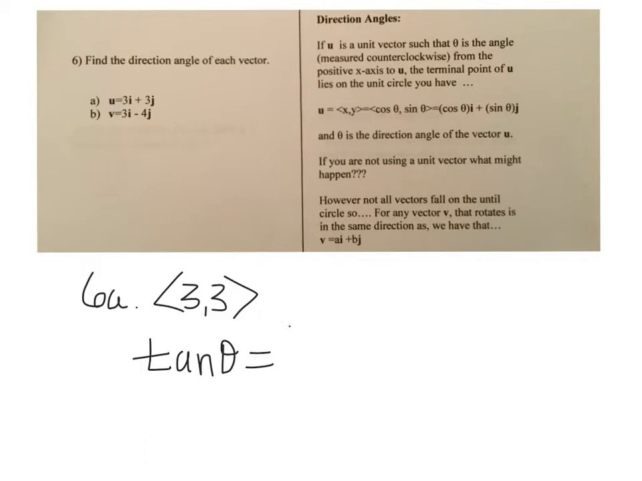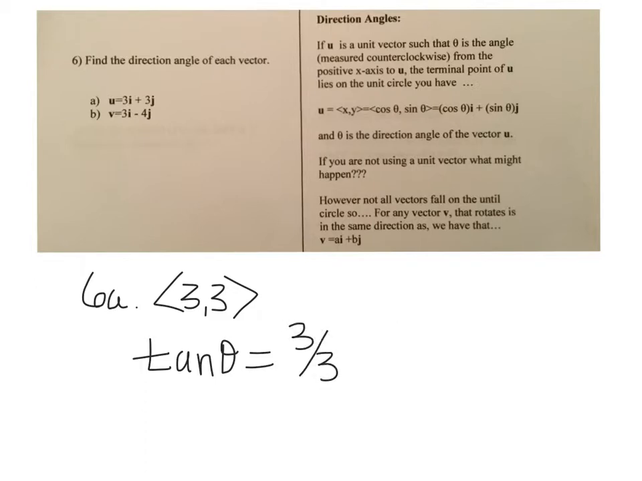If I know something's x and y, then I can use tangent, because tangent is y over x, to find its angle. That's exactly what I'm going to do. I'm going to start with a, though. For 6a, I know that my x is 3 and my y is 3. So I want to find the angle of this vector. I'm going to do tangent of theta equals the y, 3, over the x, which is 3.